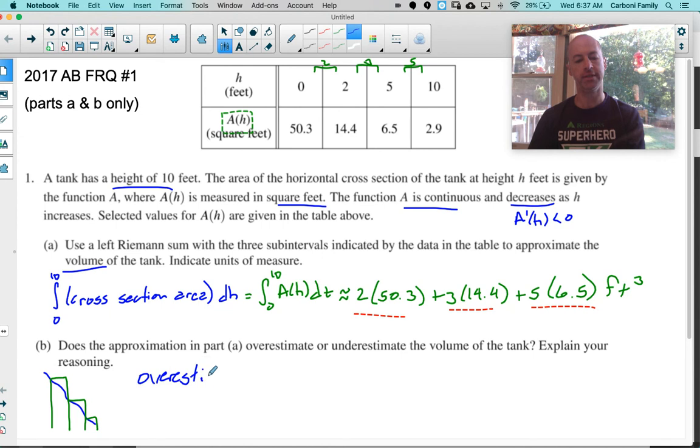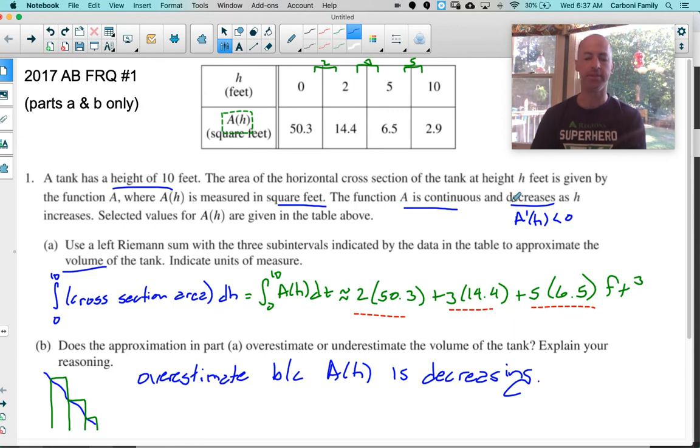And the reason is you simply have to state that A is a decreasing function, because A of H is decreasing. And I know it's decreasing because they tell you explicitly in the problem. And so that's all you have to do for part B.